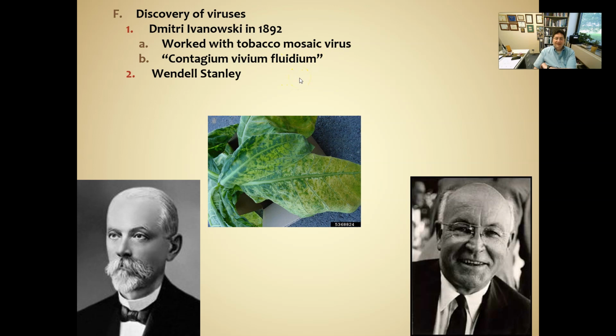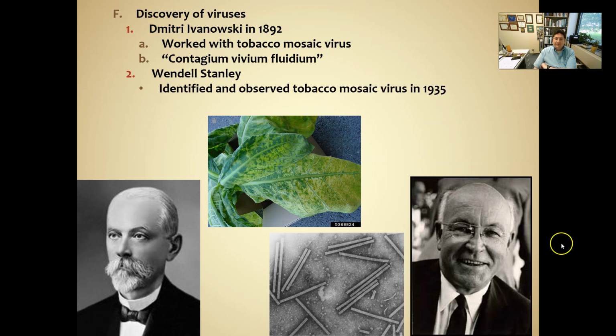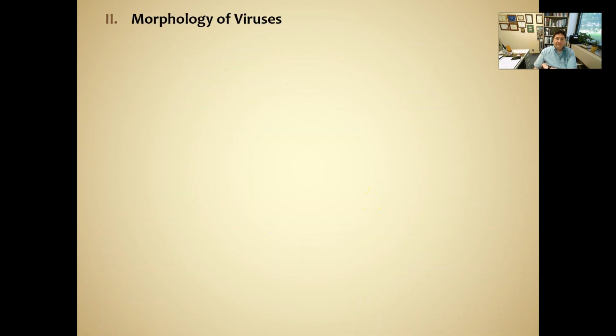Fast forward to 1935, and this man, Wendell Stanley, identified and observed the tobacco mosaic virus, pictured here, for the first time. Why was he able to do it? He used a new piece of technology called an electron microscope. Viruses are too small to be seen with a standard light microscope. You have to use an electron microscope to view them. They're that small.